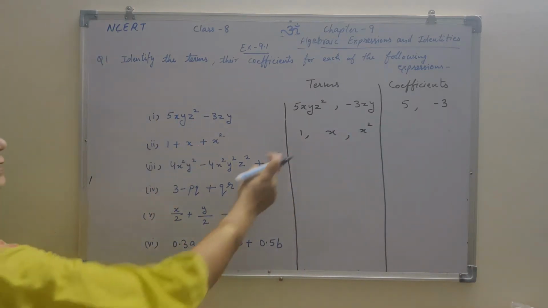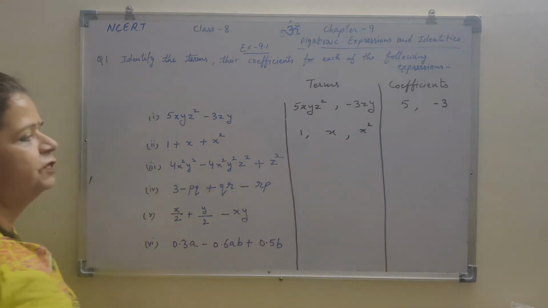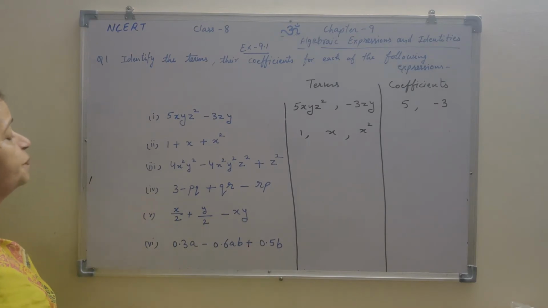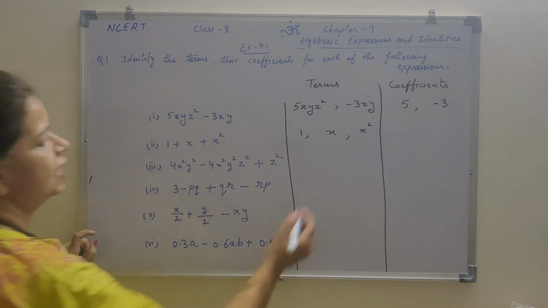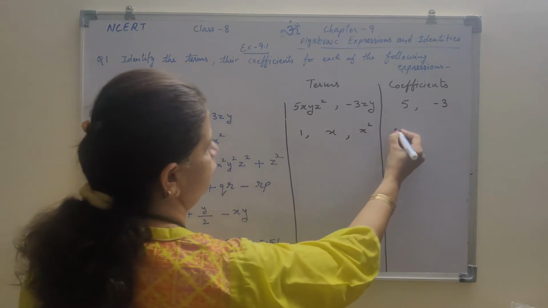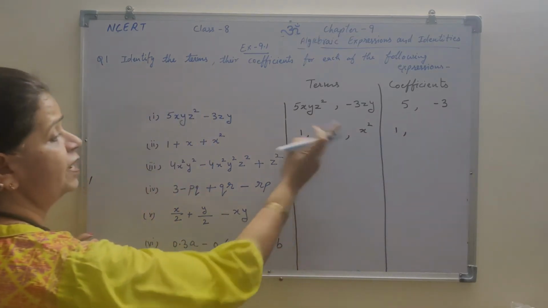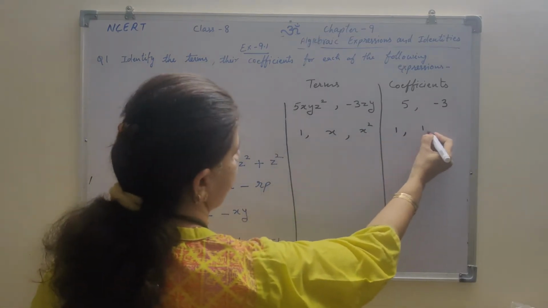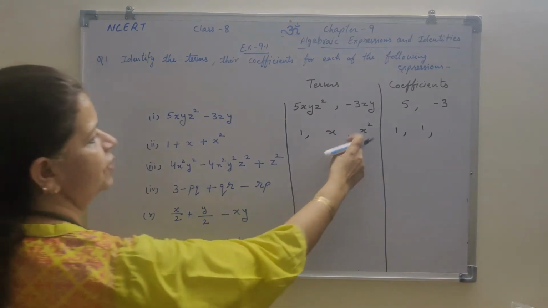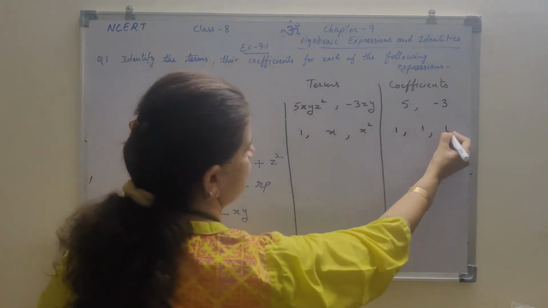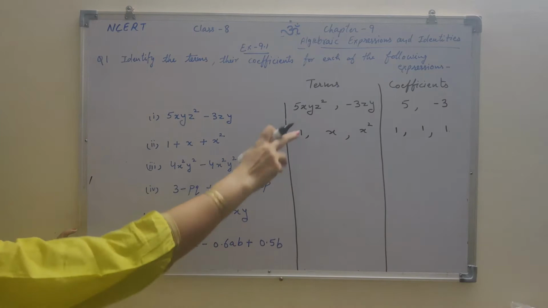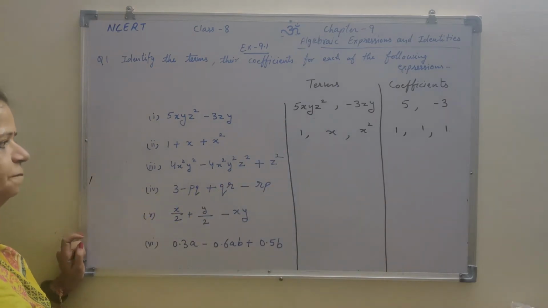Because the positive sign is there, we are writing without a sign, which is understood to be a positive number. And the coefficients are: here the coefficient is 1. The numerical value of x is 1, so it is again 1. The numerical value of x square is also 1. So the coefficients of all three terms are 1, 1 and 1.